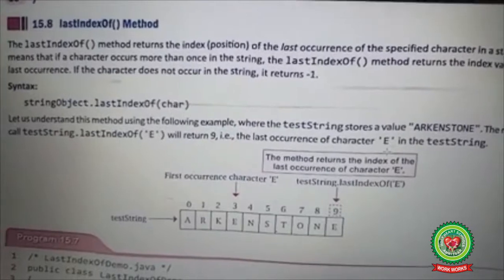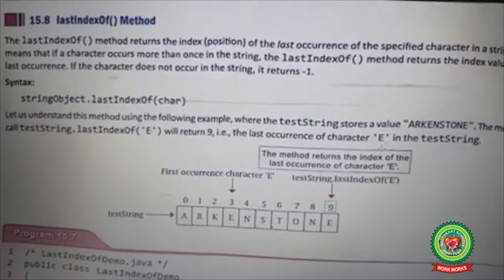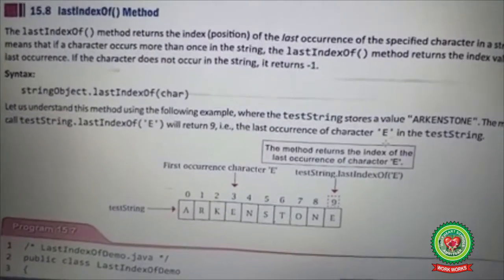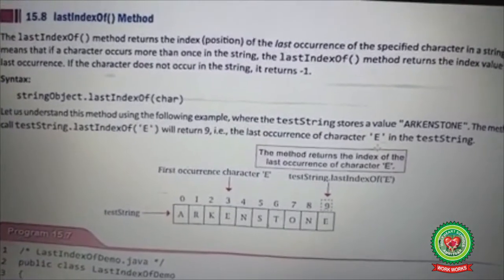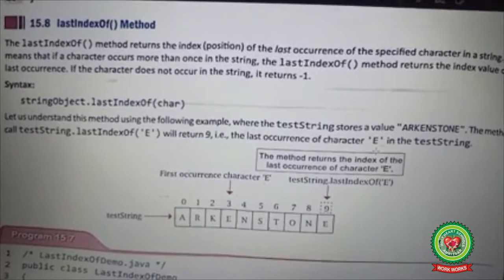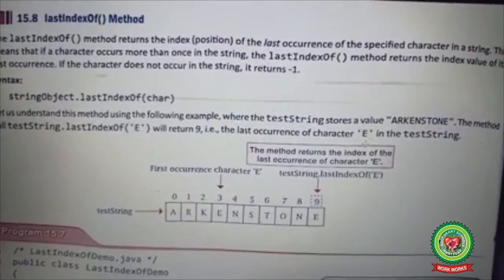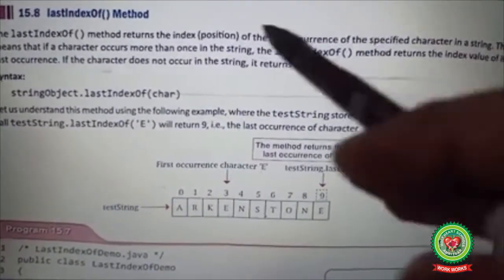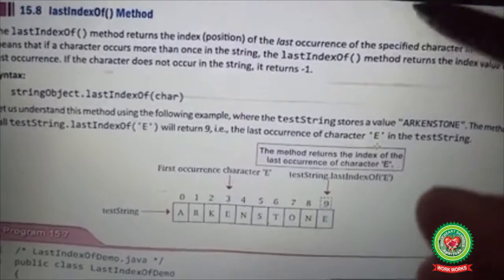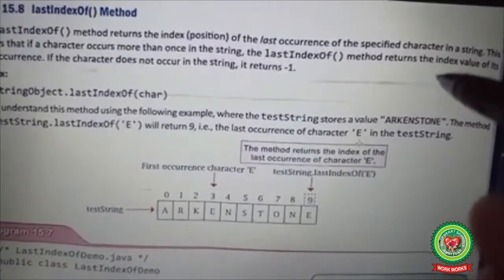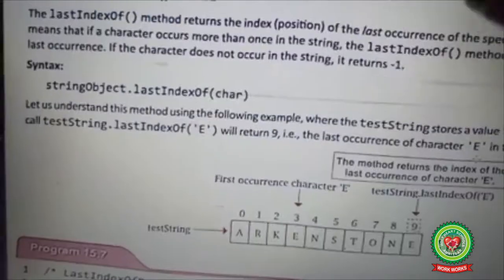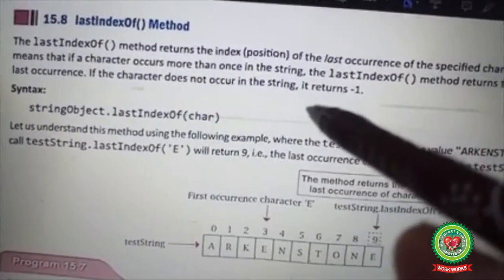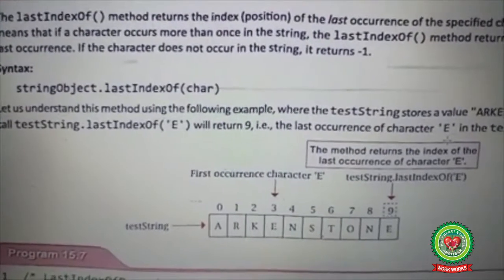On the same page, 404, the next topic is the lastIndexOf method. As the name suggests, lastIndexOf. It will return the position of the last occurrence of the specified character in a string. This means that if a character occurs more than once in a string, the lastIndexOf method returns the index value of its last occurrence. If the character does not occur in the string, it returns minus 1.